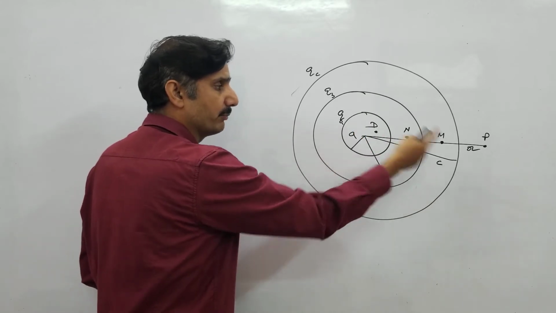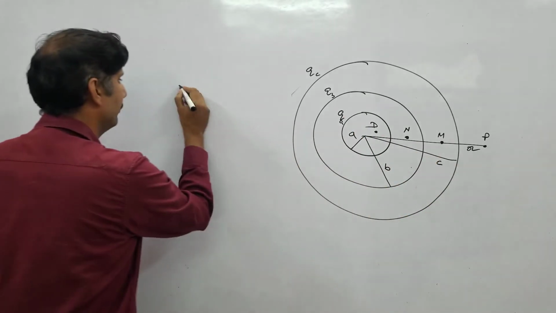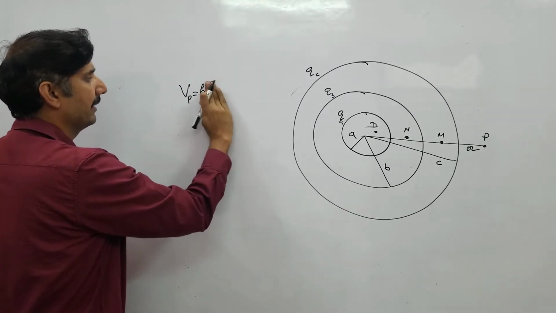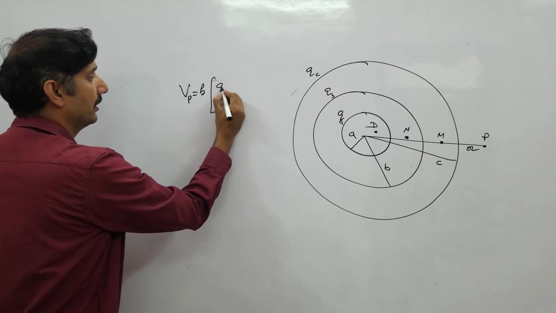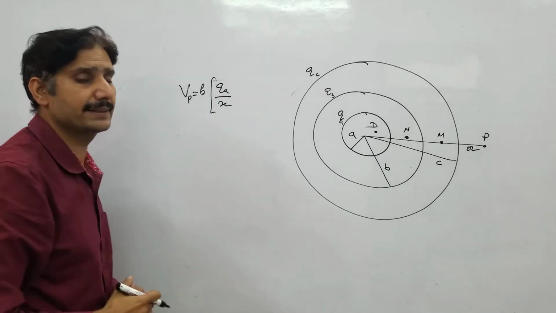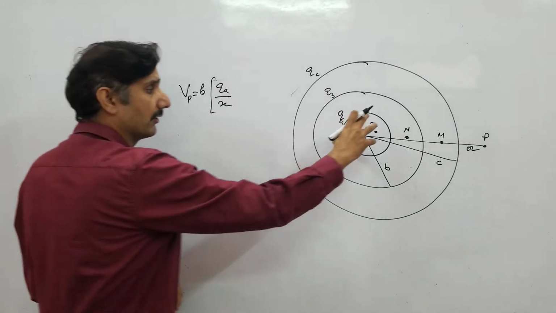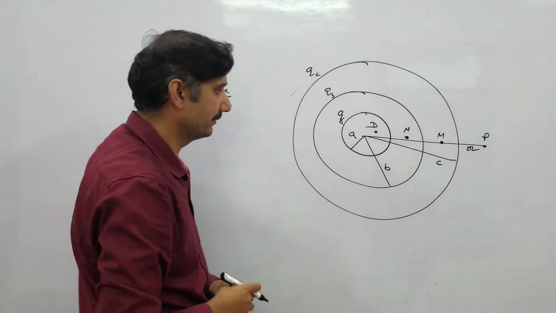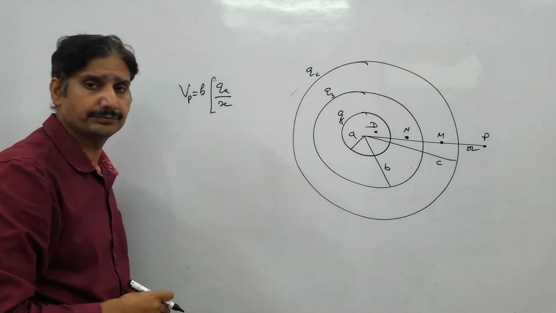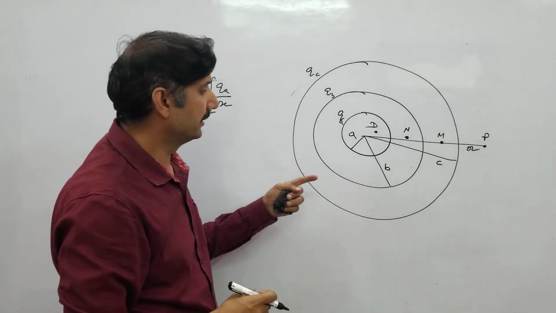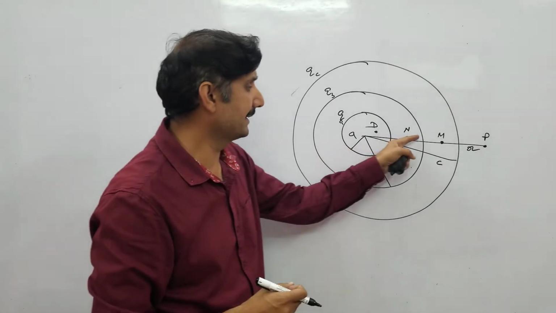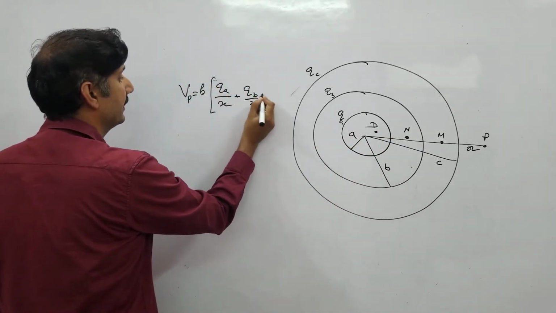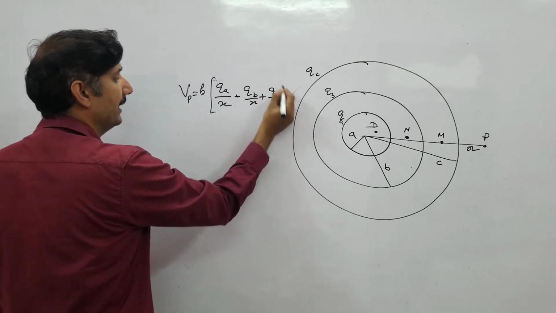For the first shell, the point P lies outside it. So potential at P should be equal to K times, K I am taking as common, QA divided by x, because for the first shell, the point P lies at a distance x from the center of the shell. Now, what about the potential due to the second shell? It would be QB by x and similarly QC by x.